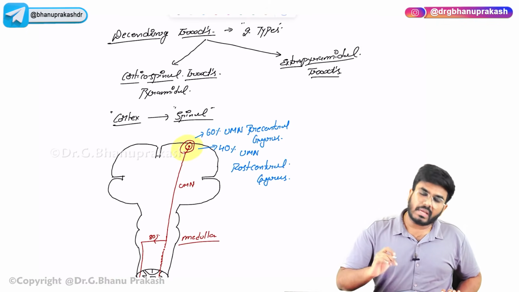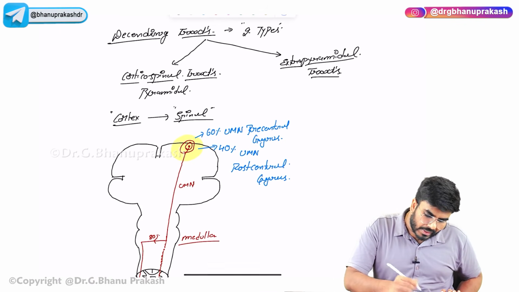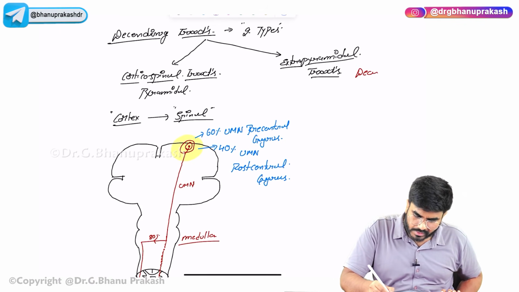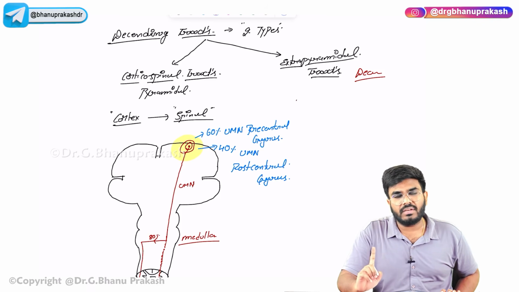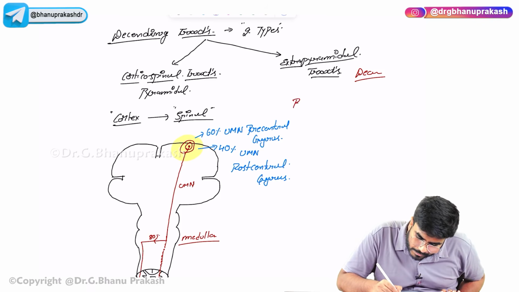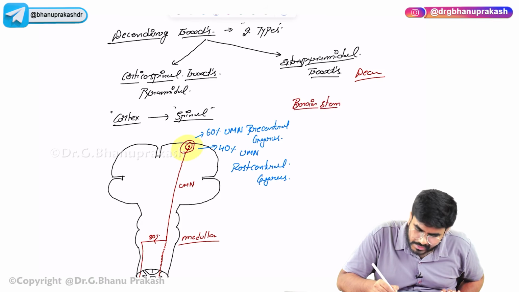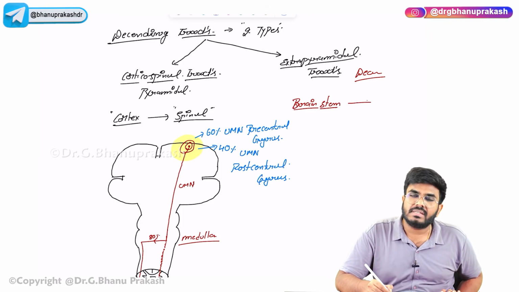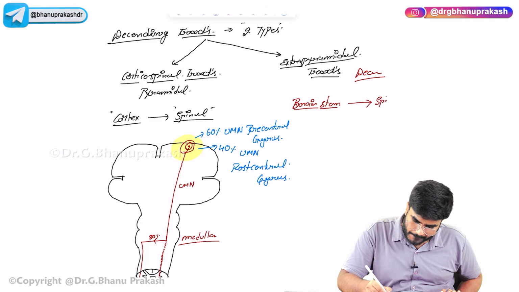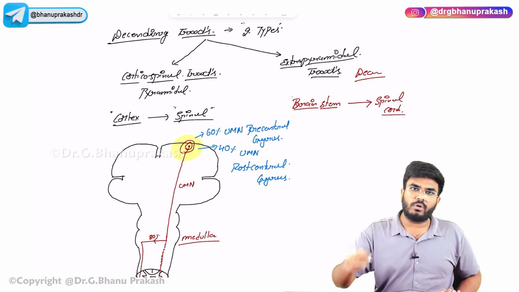Now, what are these extrapyramidal tracts? See, these extrapyramidal tracts are also descending tracts, but they are not starting from the cortex. They start from the brainstem, that is midbrain, pons, medulla, and from the brainstem they come to the spinal cord, and they will control the lower motor neurons.